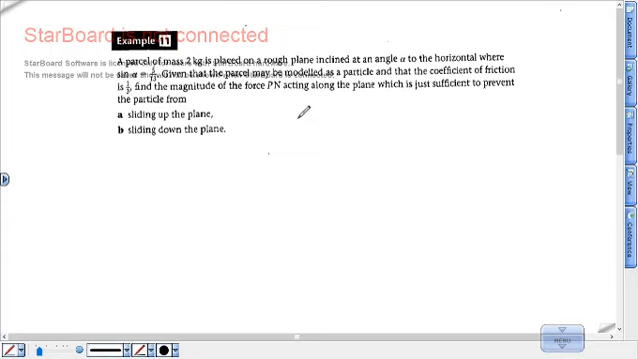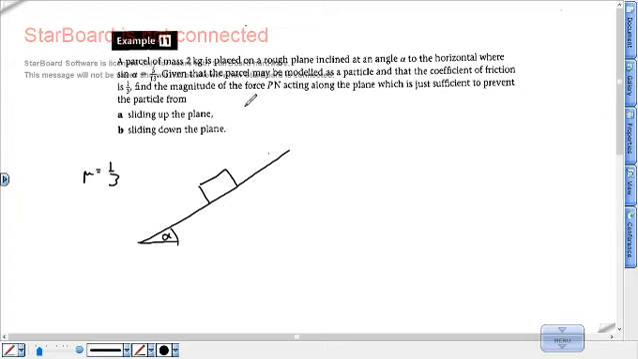Right, example 11. A parcel of mass 2 kilograms is placed on a rough plane inclined at an angle alpha to the horizontal, where sin alpha is 5/13. Okay, so I've got inclined plane, and I've got alpha, rough plane, inclined angle. The parcel may be modelled as a particle, and the coefficient of friction is 1/3, so mu is 1/3. Find the magnitude of the force P acting along the plane, which is just sufficient to prevent the parcel from sliding up the plane. So here we go. We've got the parcel just there.